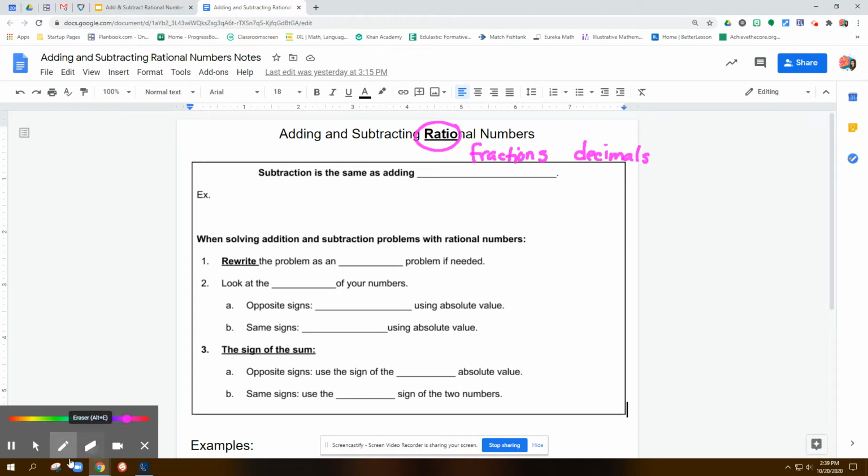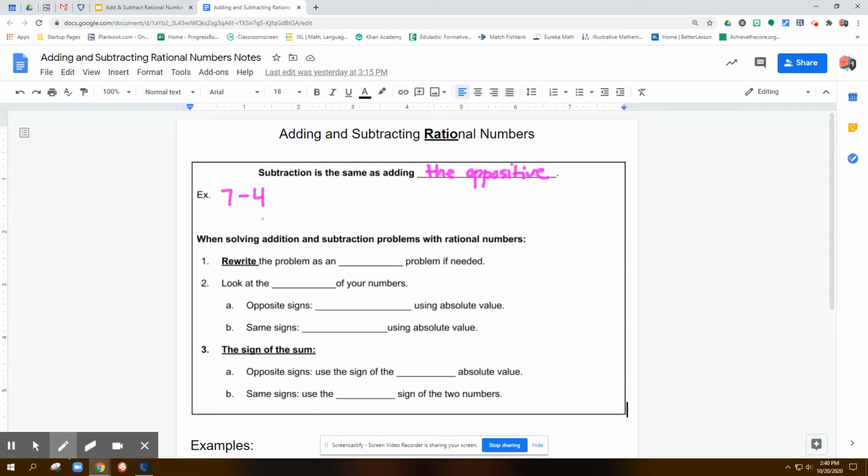If you remember back to when we were talking about integers, we know that any subtraction problem is the same as adding the opposite. In other words, it's the additive inverse property. As an example, 7 minus 4 is 3, but this subtraction problem can also be written as 7 plus the opposite of 4, which is negative 4. And if you add 7 and negative 4, you would still get 3.